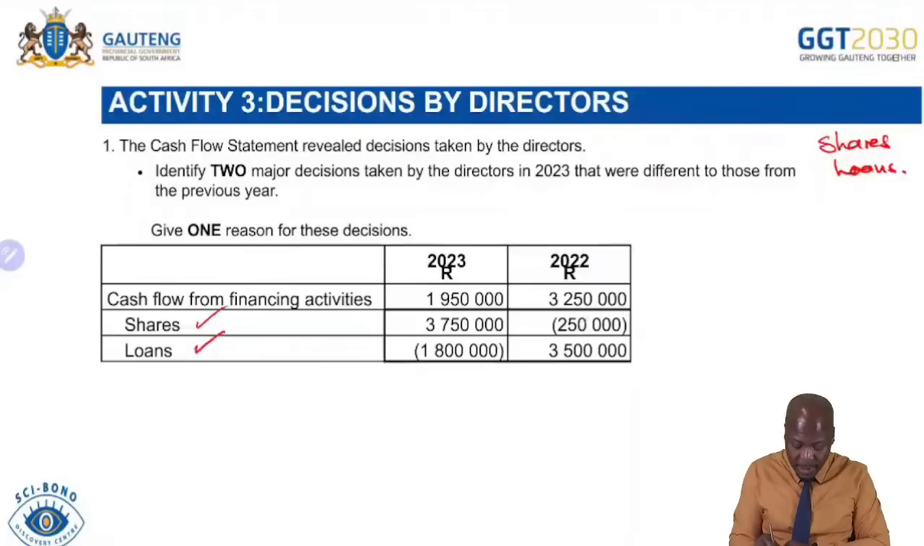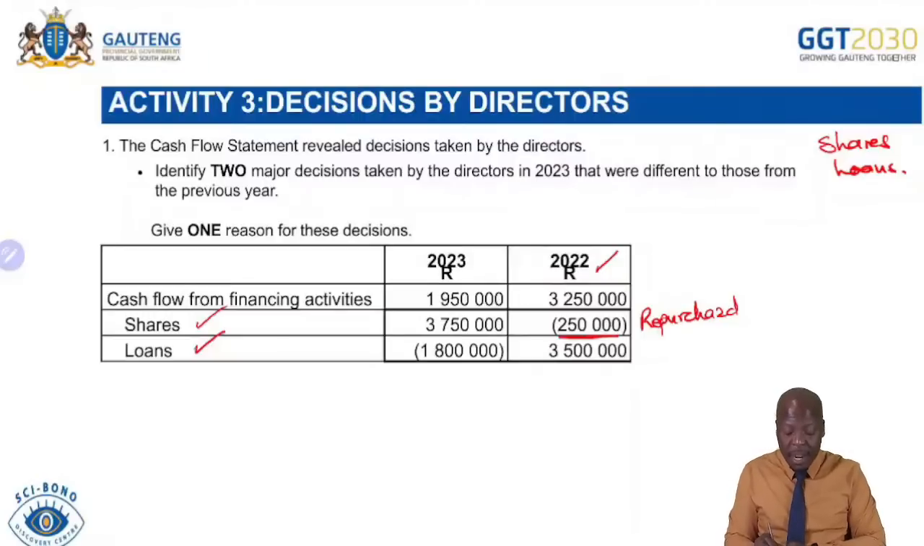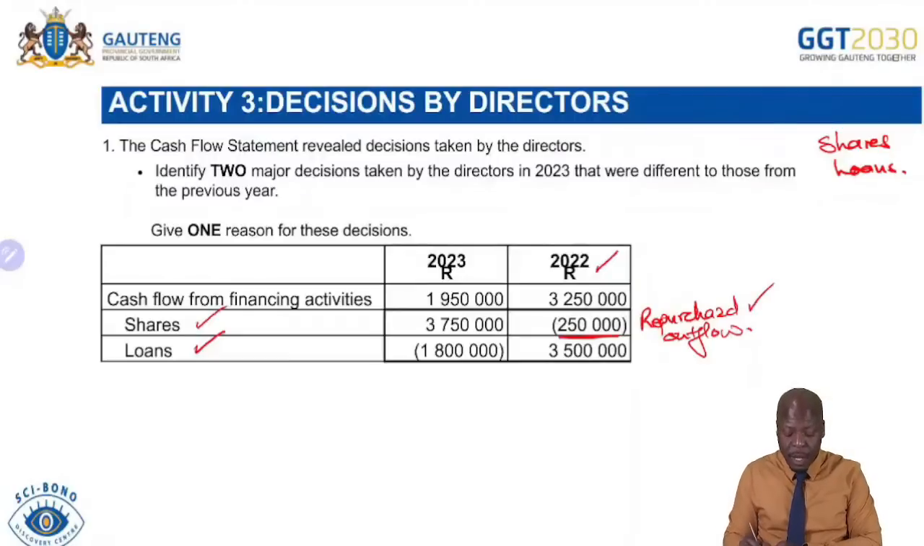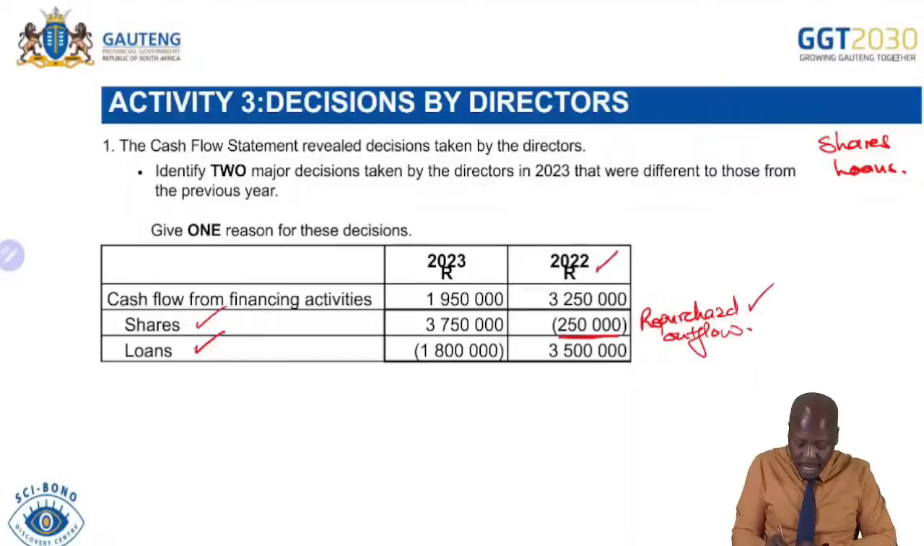Now, if we look at it, you can see that in the year 2022, we have repurchased shares. That's why you see you have a bracket or a negative 250,000. That's a cash outflow. Remember, we're in the cash flow statement. So in 2022, we have a cash outflow. That means we have repurchased shares. But in 2023, you can see that now we have an inflow of 3,750,000. That simply means we have now issued shares.